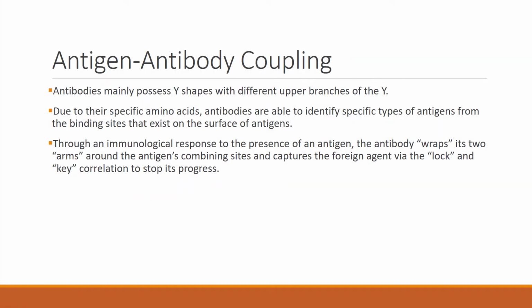Antigen and antibody coupling. Antibodies mainly possess Y shapes with different upper branches of the Y. Due to their specific amino acids, antibodies are able to identify specific types of antigens from the binding sites that exist on the surface of antigens. Through an immunological response to the presence of an antigen, the antibody wraps its two arms, the two arms of the Y shape of the antibody, around the antigen's combining sites and captures the foreign agent via the lock and key correlation to stop its progress.